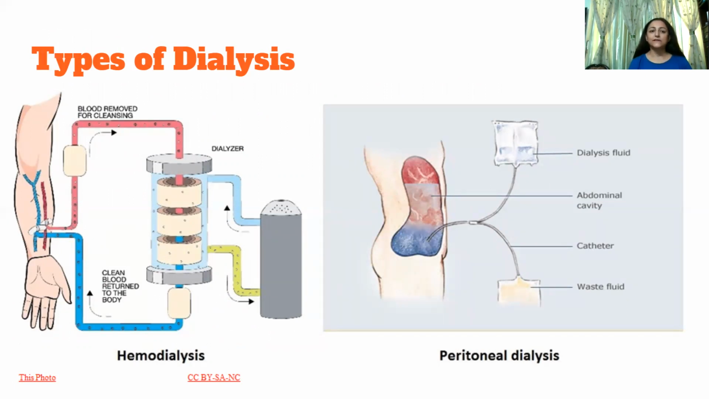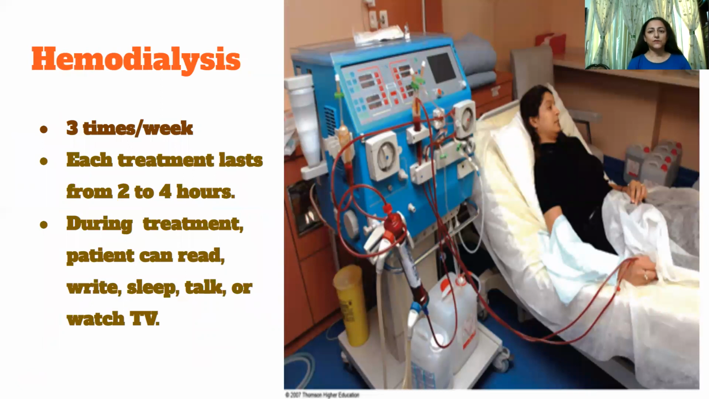Hemodialysis is a dialysis where the purification or treatment of the blood happens outside the body of the patient, whereas in peritoneal dialysis, the same procedure happens inside the peritoneal cavity of the patient. So here we can see the hemodialysis. It usually happens 3 times a week, and each treatment lasts from 2 to 4 hours. During treatment, the patient can read, write, sleep, talk, or watch TV.